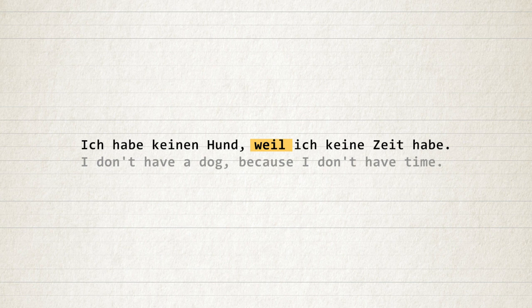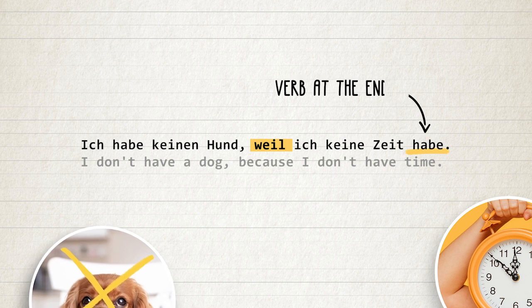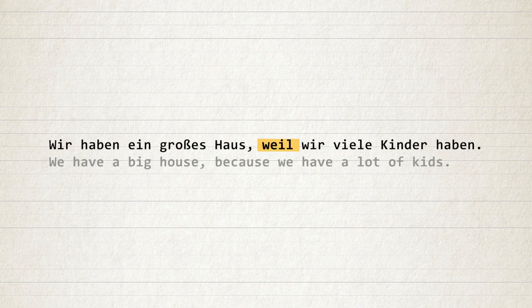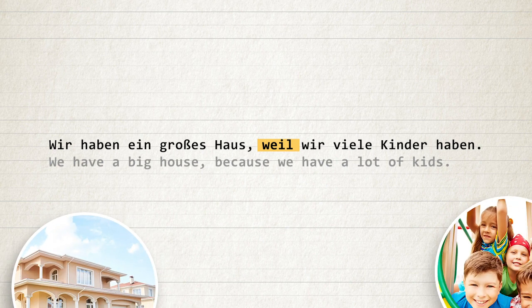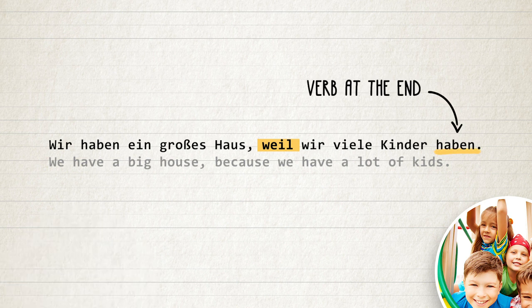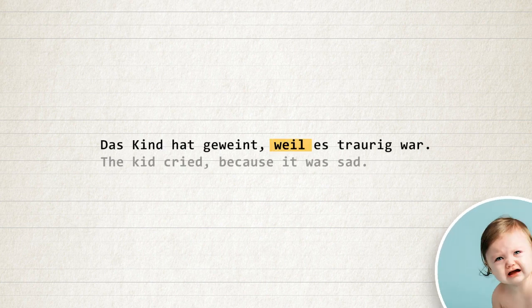Ich habe keinen Hund, weil ich keine Zeit habe. I don't have a dog because I don't have time. Weil tells us the reason for not having a dog and pushes the verb to the end of the sentence. Wir haben ein großes Haus, weil wir viele Kinder haben. We have a big house because we have a lot of kids. Weil explains why, and the verb is in the back. Das Kind hat geweint, weil es traurig war. The kid cried because it was sad.